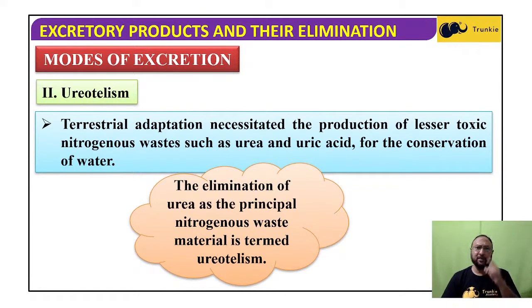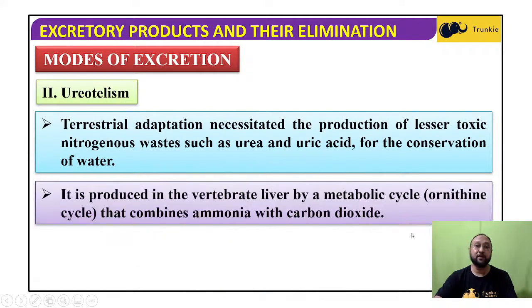Now, elimination of urea as the principal nitrogenous waste material is termed ureotelism. So that means urea or uric acid. Because ammonia is the most toxic substance, it needs to be converted into either urea or uric acid depending on the type of organism. It is produced in the vertebrate liver by a metabolic cycle called the ornithine cycle, which converts ammonia into the less toxic substances, urea or uric acid.